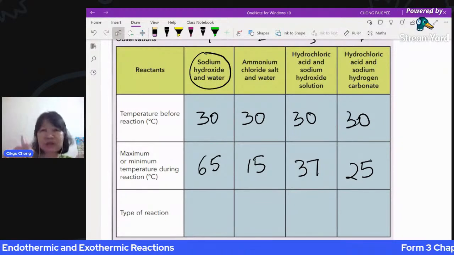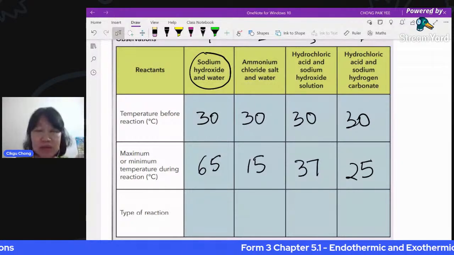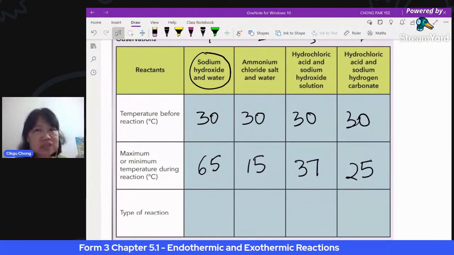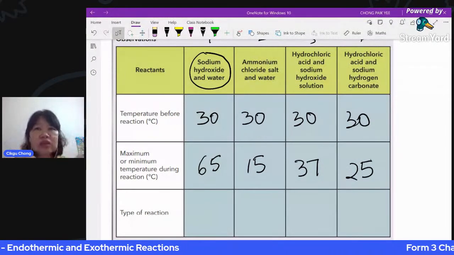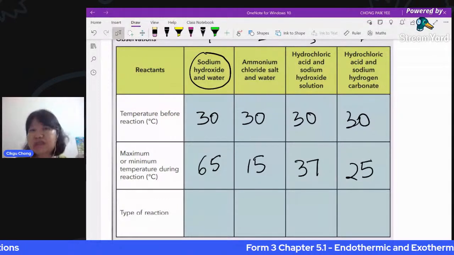Okay, second one, you do the same thing. You have a beaker, a polystyrene cup. Now, why do we use a polystyrene cup? Polystyrene is a very good what? It is able to keep your heat. It's a good insulator of heat.